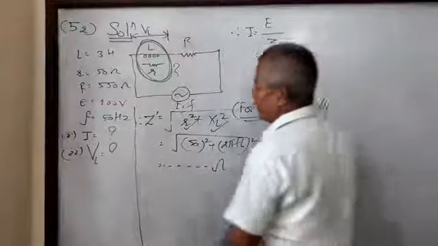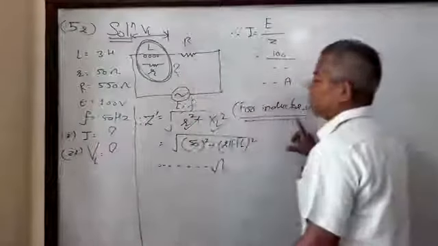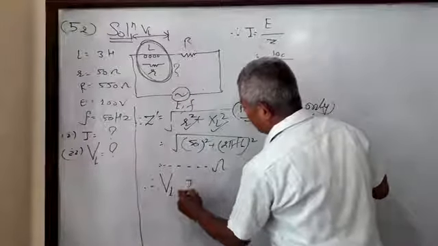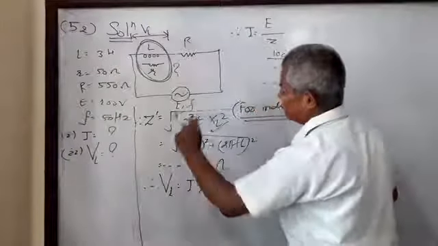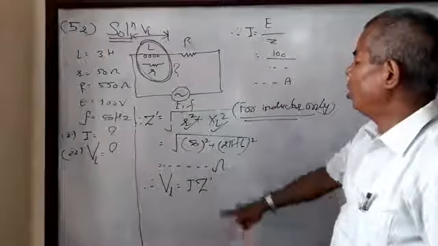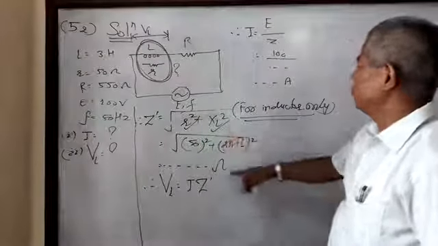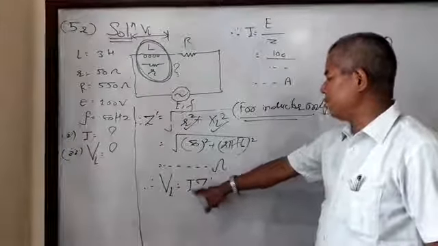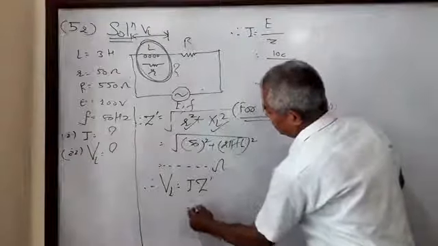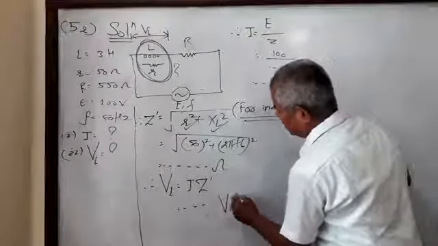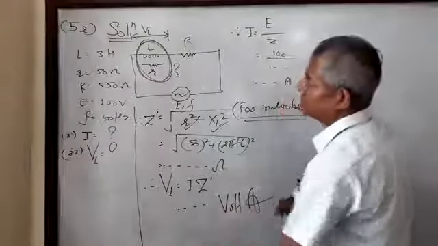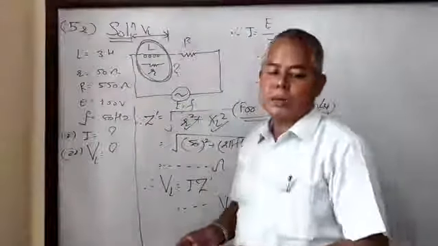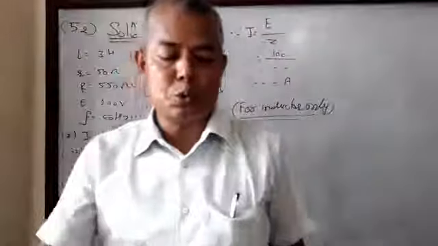Then the final answer, VL, the voltage across the inductor. Therefore VL is equal to I into Z dash. This is the new impedance of the inductor only, because it's not pure. That's why this is the new impedance, and the current is the same. Then I into Z dash is the answer of this question, in volts. There are two parts. The first part is already determined, and the second part is this answer. This is the end of question number 52.